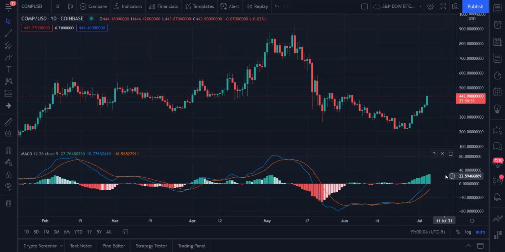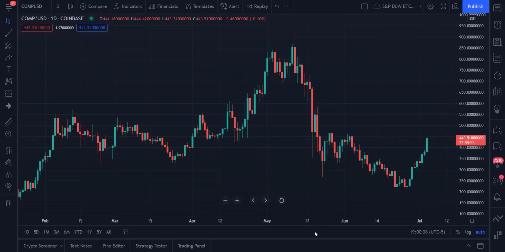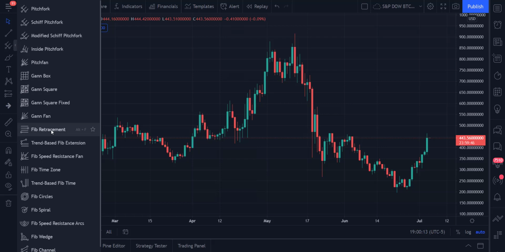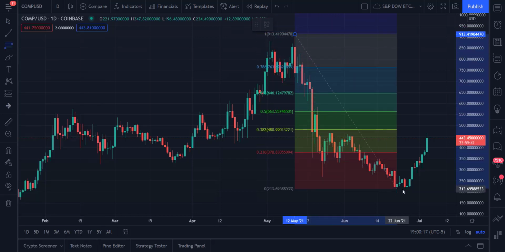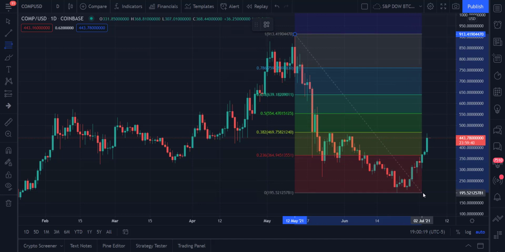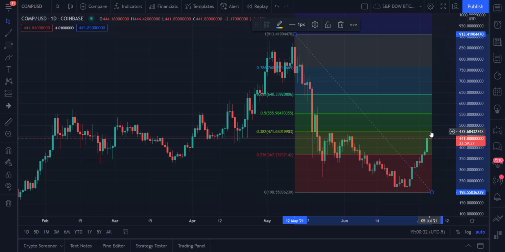So let's take this back to the daily, and we're going to do a quick Fibonacci analysis of this last move. We'll call it this top here in May all the way to this low that happened in late June, just to see how much we have retraced right now. So we are approaching this 38.2%, which is sort of like your main initial Fibonacci level.